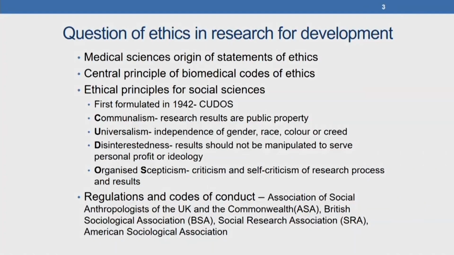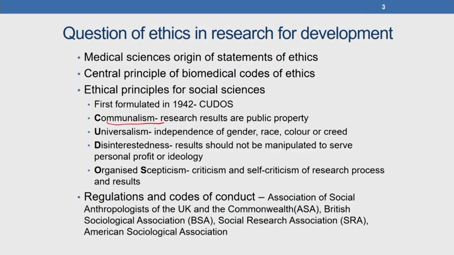However, if we look at the norms of ethical principles for social sciences, they were first formulated in 1952, as is shown on your slide, and are habitually used as a reference point under the acronym CUDOS, C-U-D-O-S, which is formed by putting together the initial letters from the 4 norms that constituted sociologist Robert Merton's original ethos of science. They are as follows.